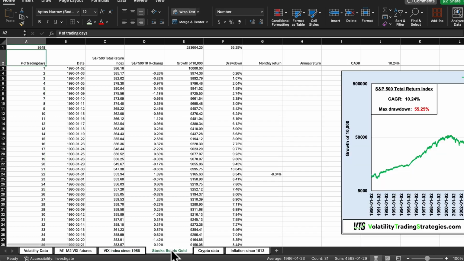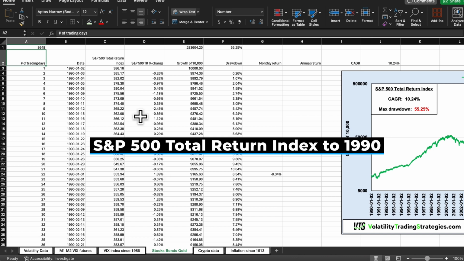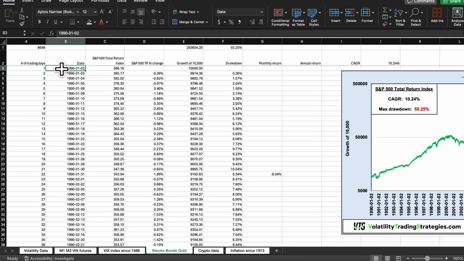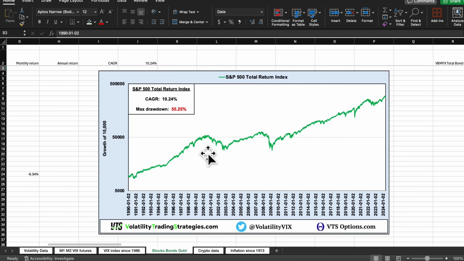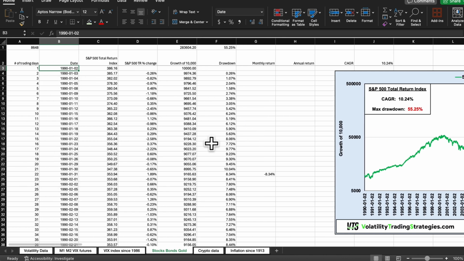The next piece of information, just in case you need some benchmarks, I've got the S&P 500 Total Return Index, total return meaning it does include all the dividends, and this is back to 1990. You can see a chart here. This is the S&P Total Return. Measuring against the S&P 500, of course, is the most popular benchmark, so you should have this data. Again, trading days only, very tedious.